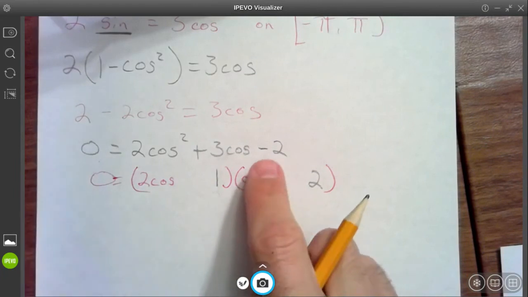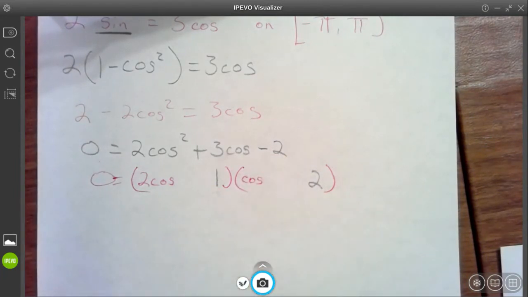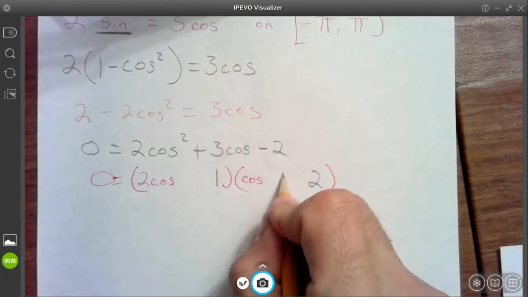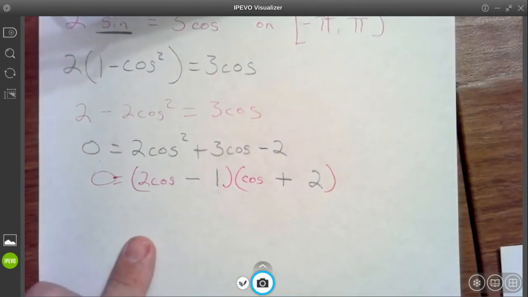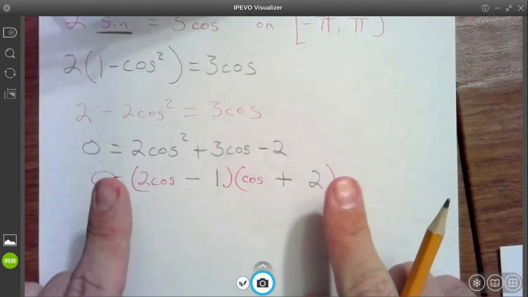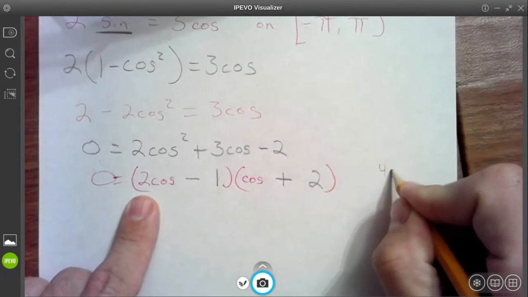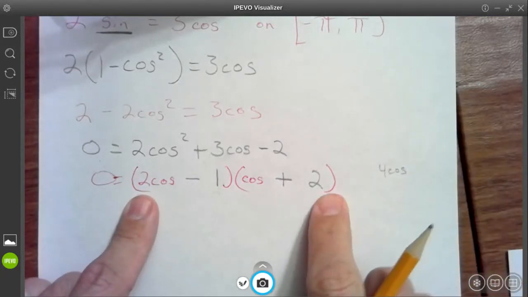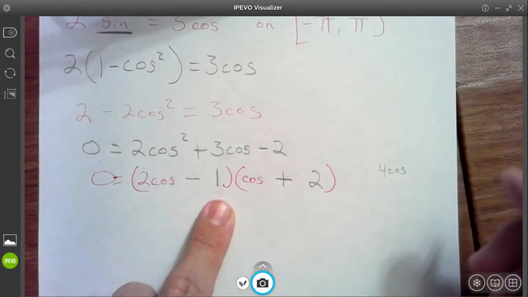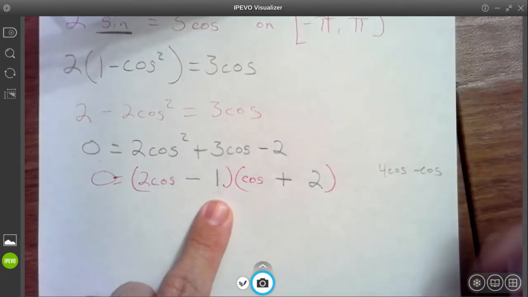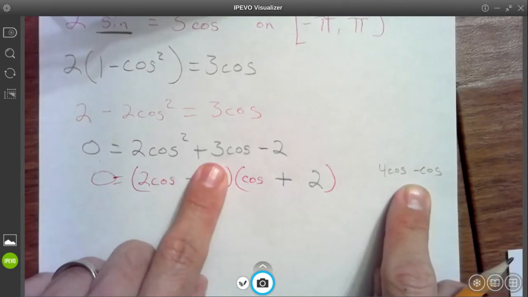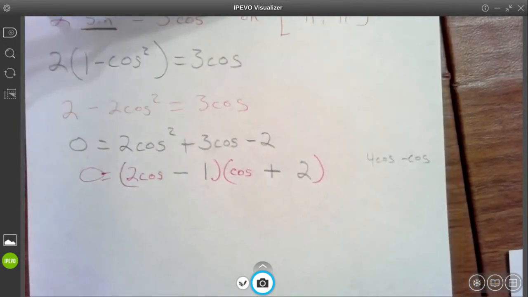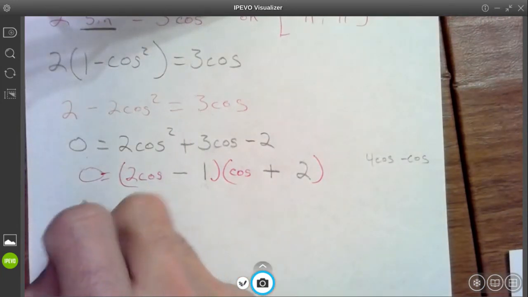Then let's see here. It's going to be different signs. I'm going to have to put my plus sign here and my minus sign here. This way, I would get a 4 cosine on the outer and a negative cosine on the inner. And this is going to combine to give me 3 cosine. All right. So we got my factored form, and now we're going to set these equal to 0.